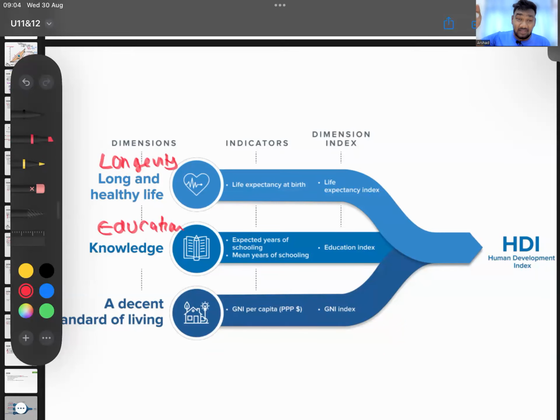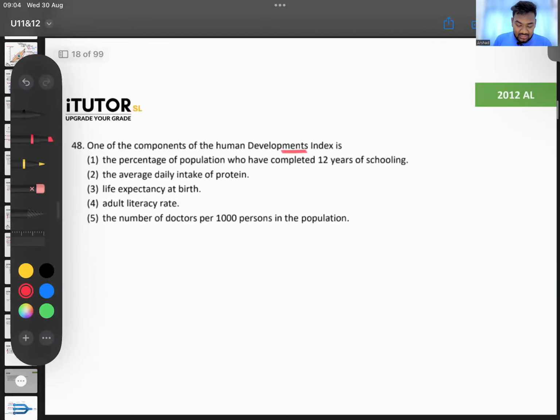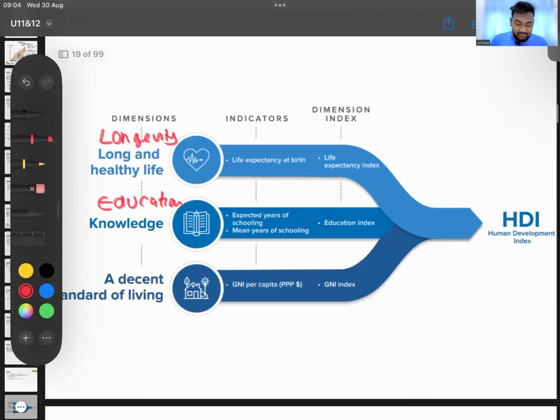Now, in the 2011 paper, we discussed the multidimensional poverty index. That's a different one. So what are the main three, guys? They are asking about the components, so look at them. For a long and healthy life, you have life expectancy. For education, you have expected years and mean years of schooling. For standard of living, you have the GNP per capita adjusted for the purchasing power parity exchange rate.